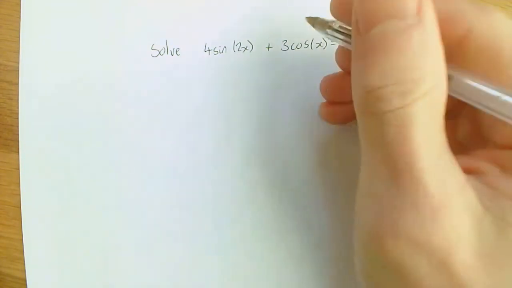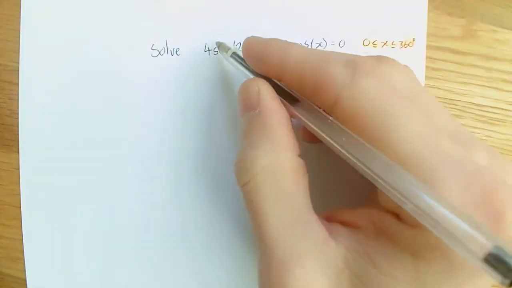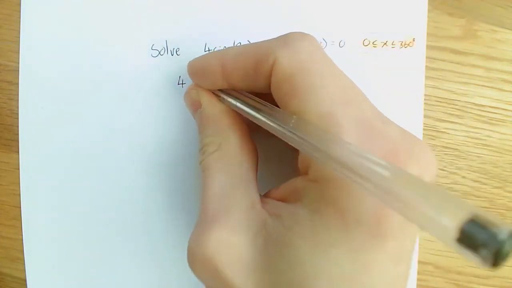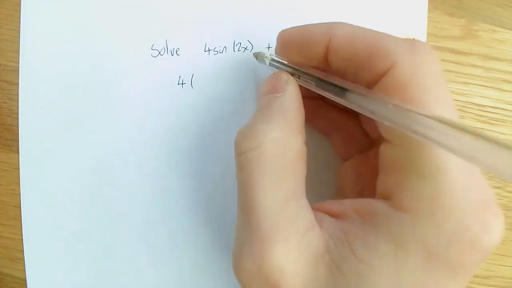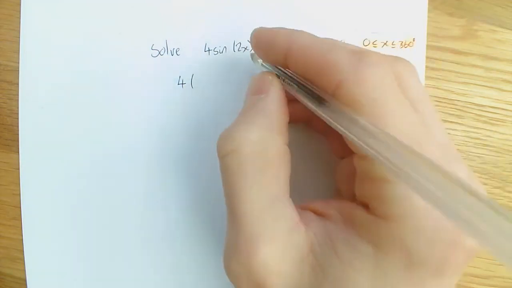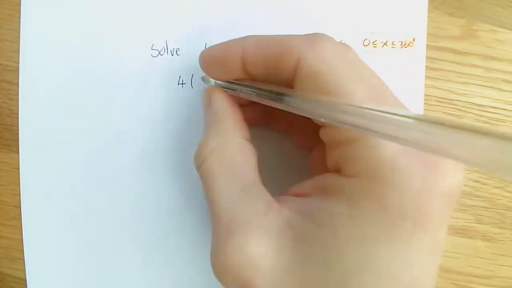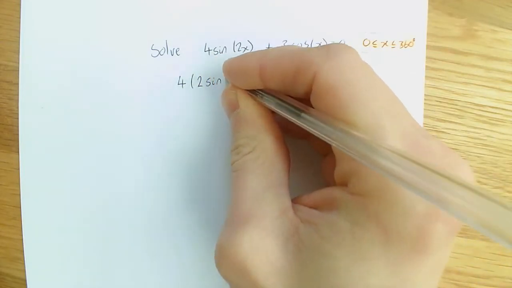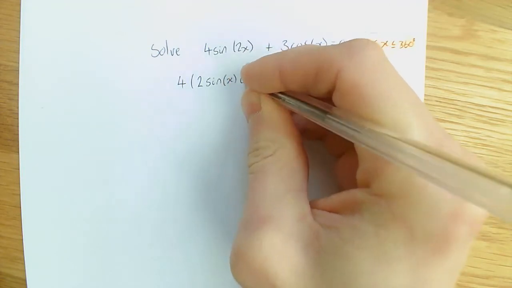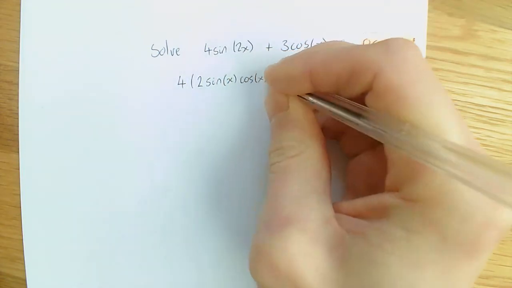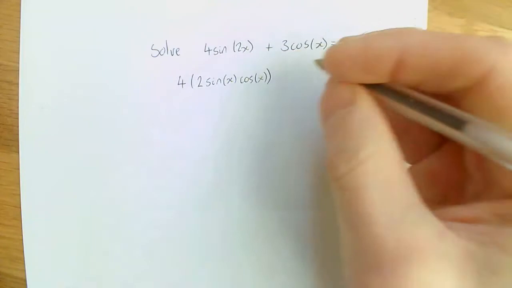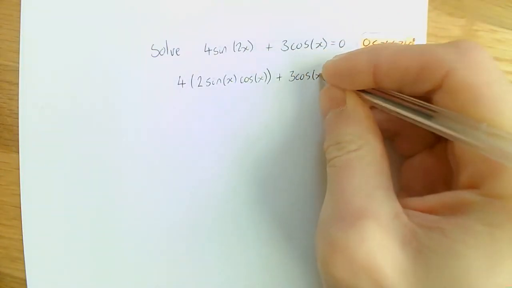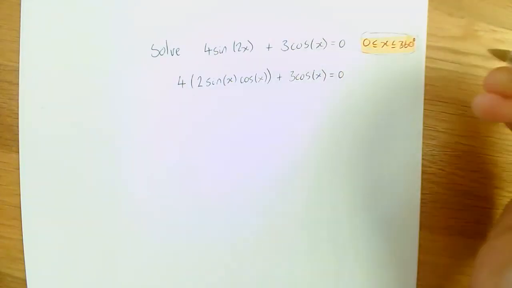So the first thing we need to do is change our sine 2x to something different. The only thing that you know how to change it to is the identities that we looked at in class. Remember, they are in the formula booklet for you as well. So you can look up sine 2x is the same as 2 sine x cos x. So let's change that. There it is. This bit doesn't change, and we still equal 0.